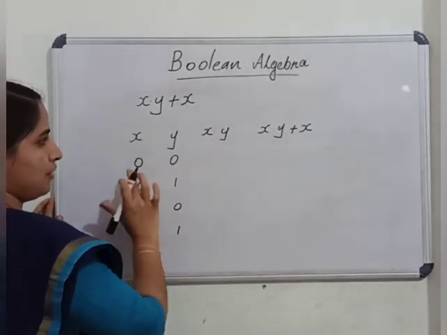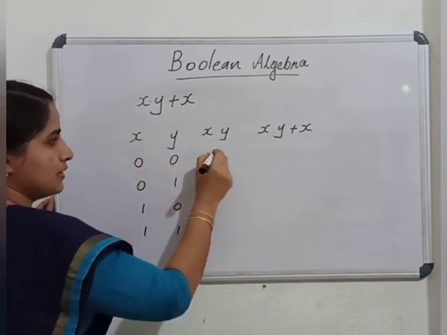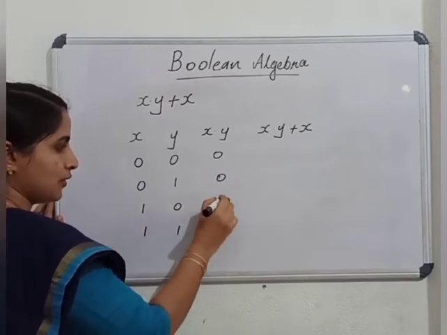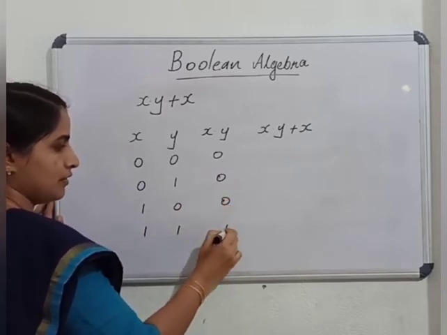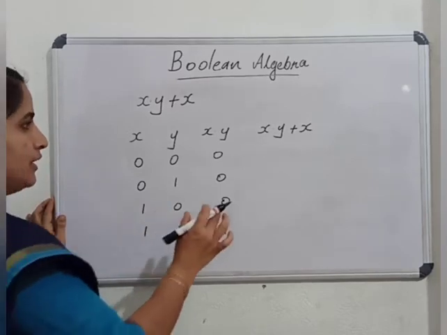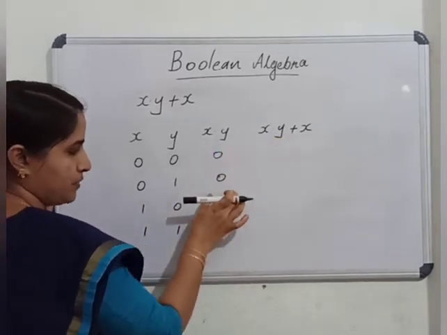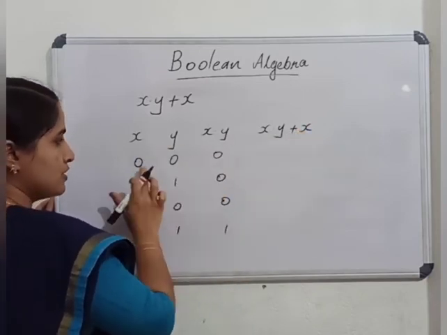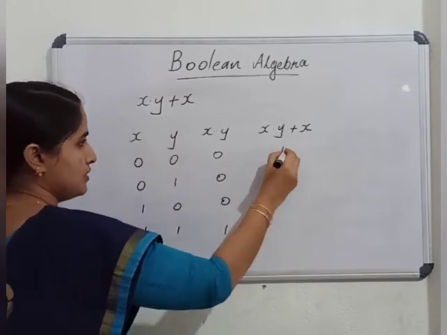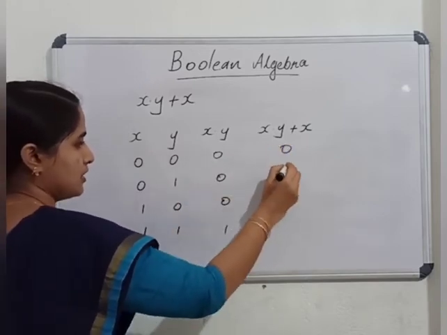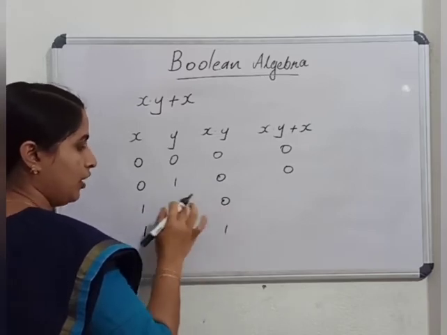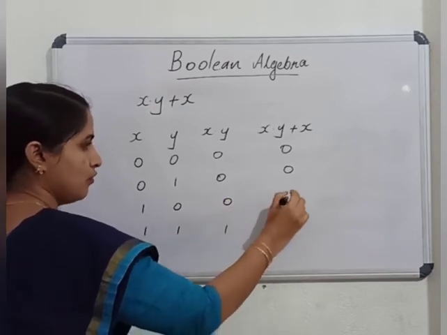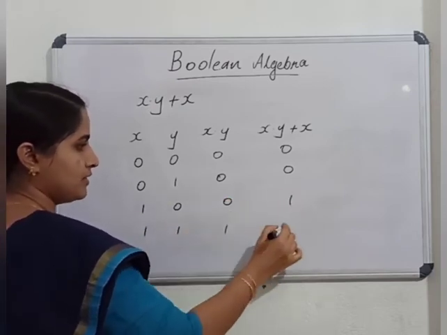Then we take x and y. 0 and 0 is 0, 0 and 1 is 0, 1 and 0 is 0, 1 and 1 is 1. Clear? Then for the next column, we OR the x and y column that we obtained here with x. So these two columns we have to OR. 0 or 0 is 0, 0 or 0 again 0. Then 1 or 1: if any of the inputs is 1, you can write the output as 1. 1 or 1 is 1.